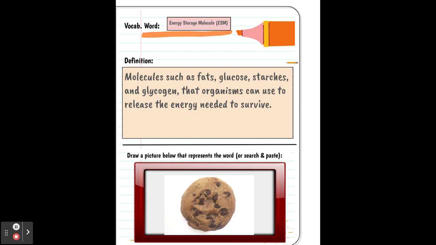And those energy storage molecules we usually abbreviate as ESMs, capital E, capital S, capital M. And they are molecules that are significantly needed for life, such as fats, glucose, starches, and glycogen. And it's what we basically use to release the energy that we need to survive. So they're molecules such as fats, glucose, starches, and glycogen that organisms can use to release the energy needed to survive.